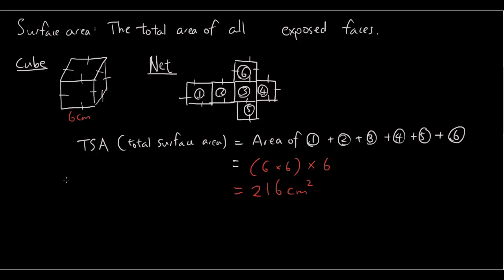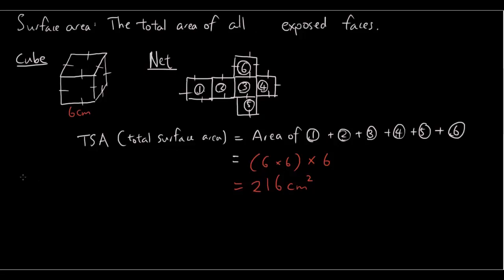So the formula is the TSA of a cube. TSA for cubes equals side squared times 6, right? Because there's always 6 faces.